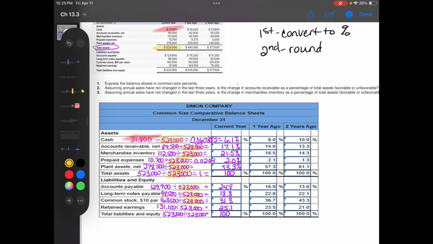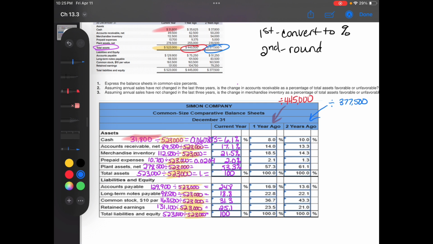So you can see I did the liabilities and equity, divided everything by 523,000, and that's how I got those percentages. Now for all of the other already written in answers, like this 1 year ago one, every number there was divided by $445,000, which would be those total assets. And then all of them here in the 2 years ago column were divided by 377,500. That's how they got all of those numbers.